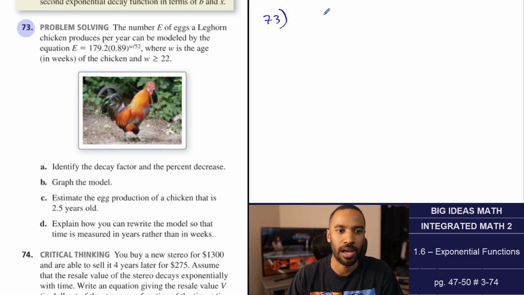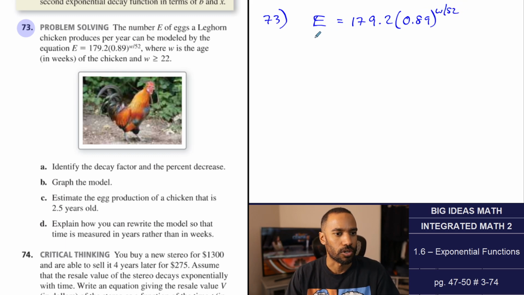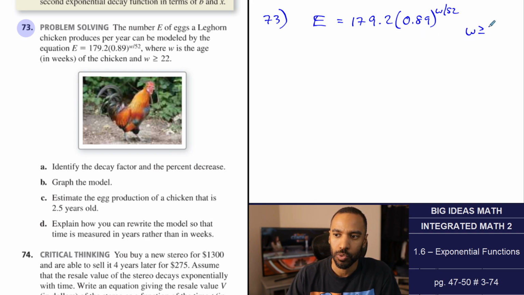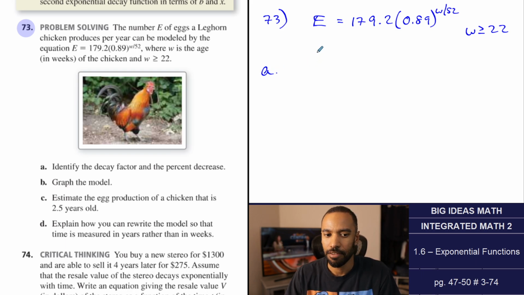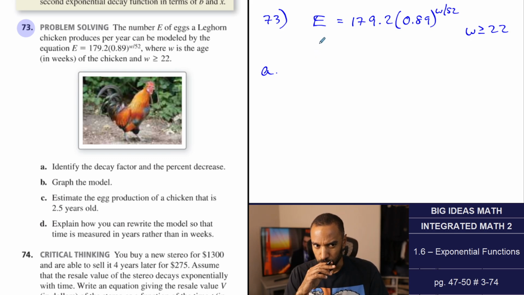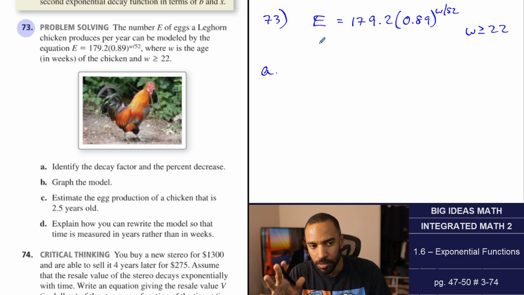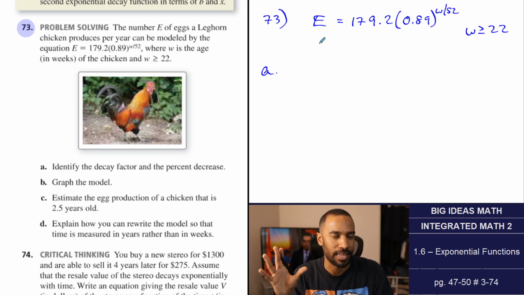So we have E equals 179.2 times 0.89 to the W over 52 power. That's the original part. W has to be greater than or equal to 22. We'll see if that's required for anything we refer to. Identify the decay factor and percent decrease. W's already in weeks, and over 52 would be throughout the year. So if you wanted annual decay factor, it would be 11% decay. This thing shows you an annual decay, 11%.